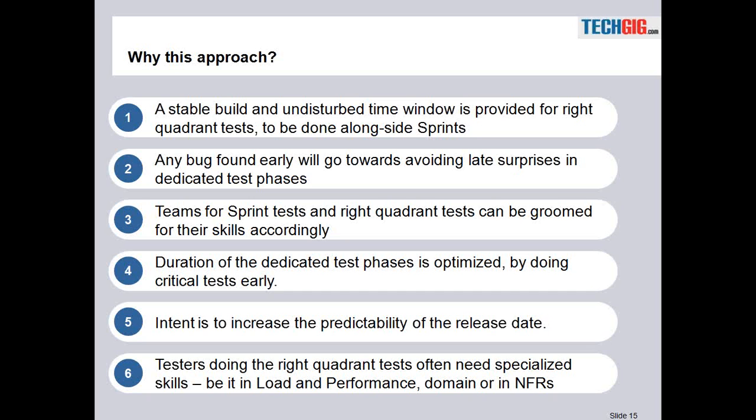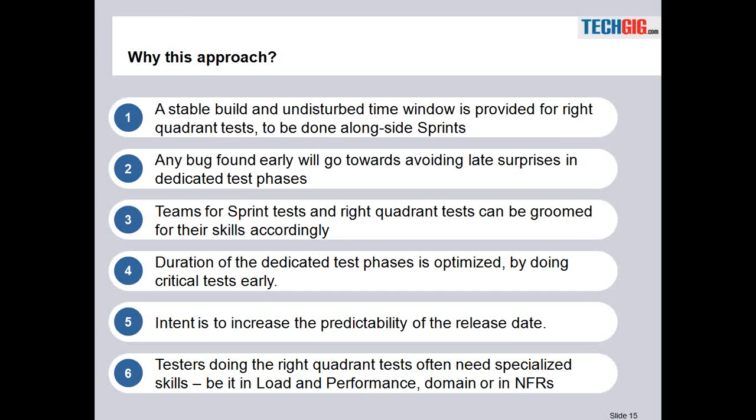Just to summarize, what's the advantage of this parallel testing approach? First is that we have a stable build and an undisturbed time window for doing the right quadrant tests. Essentially, as we spoke, we have given the testers a time window where they can do it without getting disturbed by the sprint dynamics, and a way in which the bugs they find are addressed. And the next point is that any bug found early will go towards avoiding late surprises in the dedicated test phases.